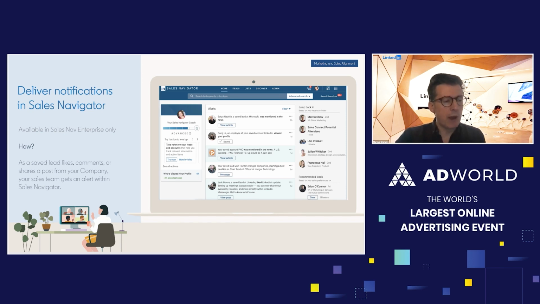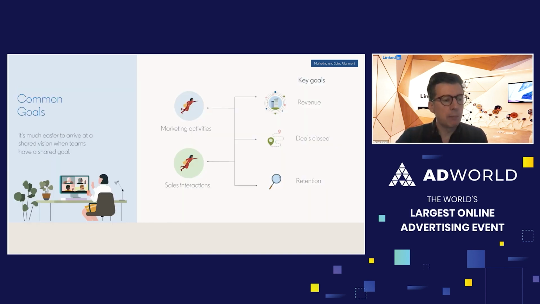So just to round up, what are the main things to take into consideration in terms of ABM? The fundamentals are looking at the marketing activities and the sales interactions, ensuring that these are driving revenue, driving a number of deals closed, and that it's about retention, so that the level of churn is being reduced. These are the 3 fundamentals when you are setting up your ABM.